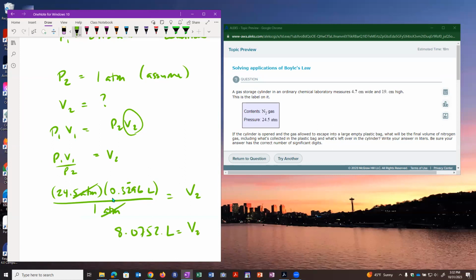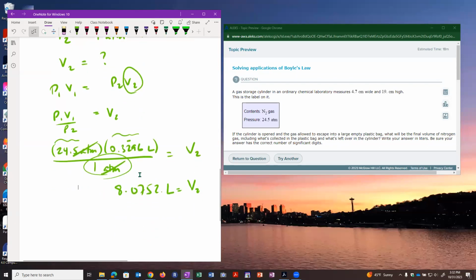How many sig figs should I have? Well, I had 3 sig figs here. This one should have 2 sig figs. Our atmospheric pressure, assuming, is an exact value. So our final answer then should have 2 sig figs. This would be 8.1 liters as my final volume, the total volume of nitrogen.